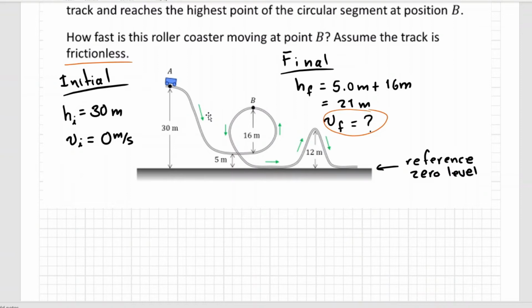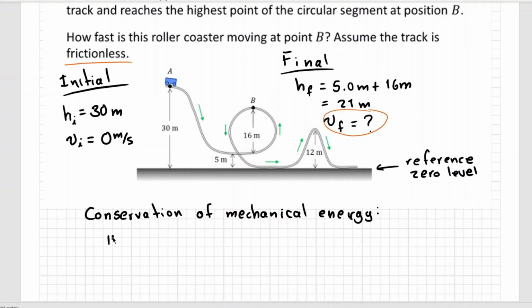So, since mechanical energy is conserved here because of the frictionless track, we can write the conservation of mechanical energy equation. So we have kinetic energy at the final time, gravitational potential energy at the final time, elastic potential energy at the final time. And then we have the equivalent terms on the other side for the initial time.